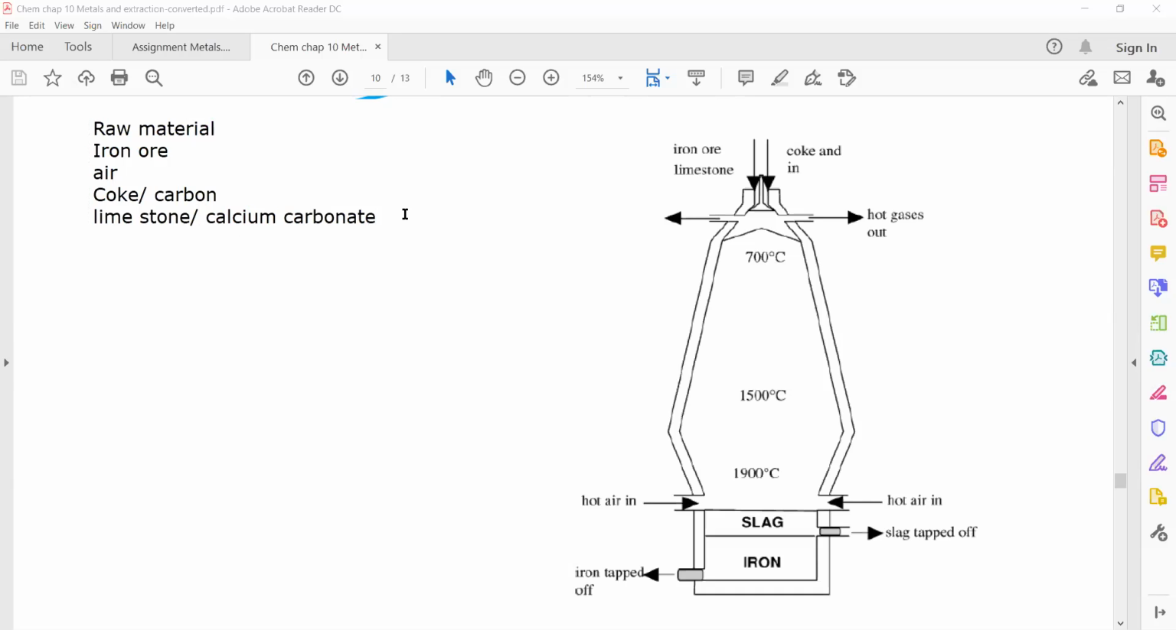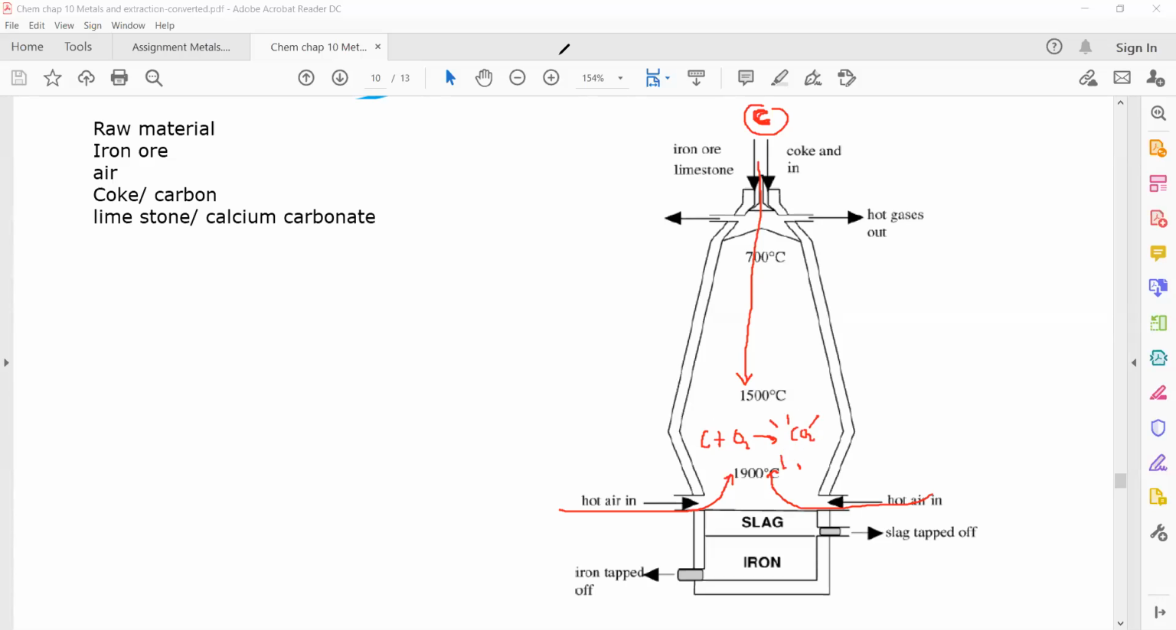Now, what happens in this extraction? How do we extract the iron? In the beginning, from the top, we add coke or carbon. So this carbon is moving down, and hot air is blown from the bottom. So carbon reacts with oxygen. What is the result? The first reaction: carbon reacts with oxygen. It gives carbon dioxide, and the reaction is exothermic, so it releases heat energy.